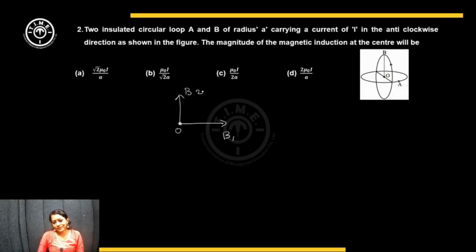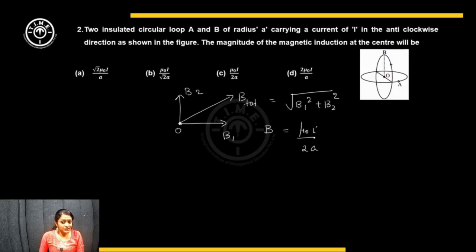Okay. So, to find the resultant of two perpendicular vectors according to parallelogram law, we have the equation root of B1 square plus B2 square, isn't it? And here, what is the equation of B? We have to find the magnitude of magnetic induction at the center of the loop, which is the common center, isn't it? To find the magnetic field at the center, we have the equation mu 0 I divided by 2a. Here, both the loops are carrying the same current and both are having the same radius. So, I and a are same for both the loops. So, B will also be same. Okay, we can write B1 is equal to B2 is equal to B.